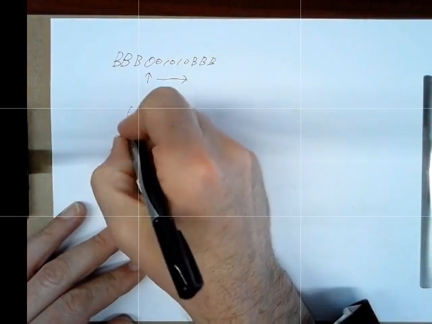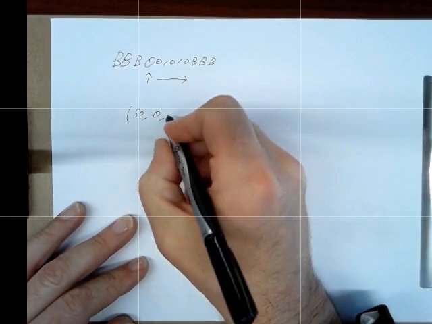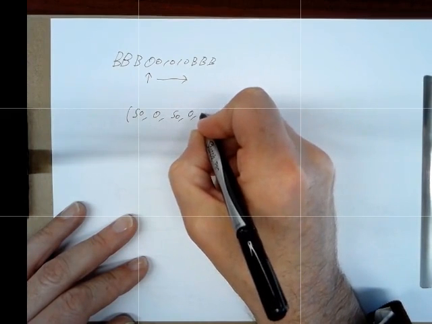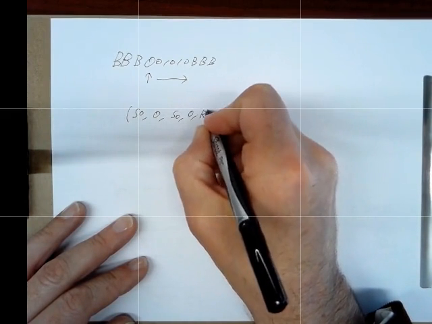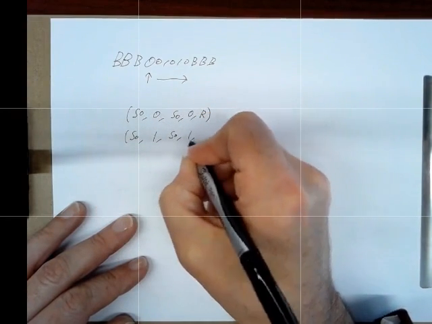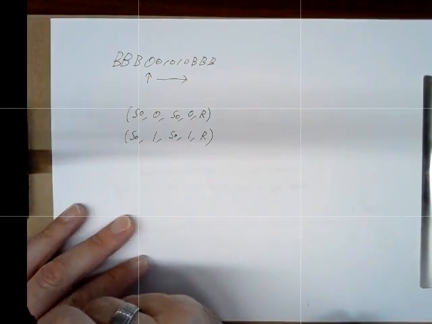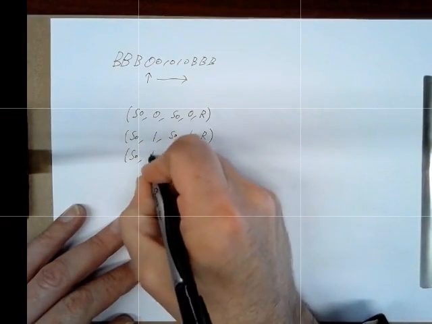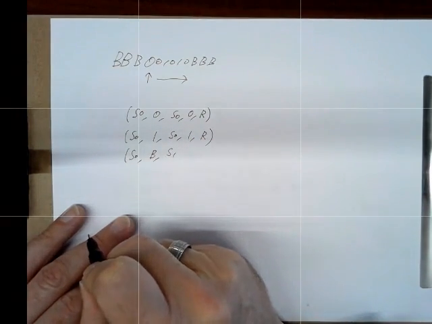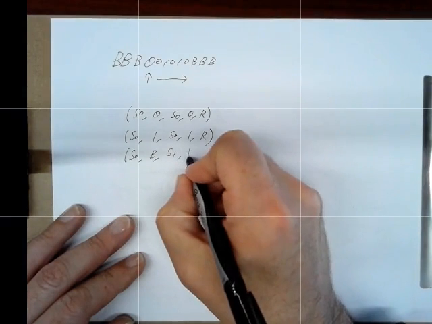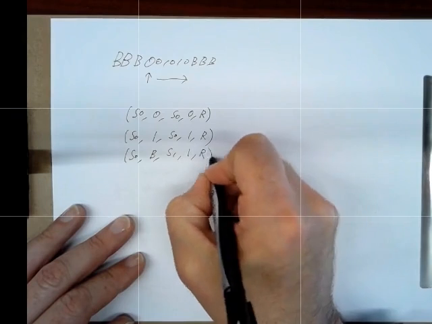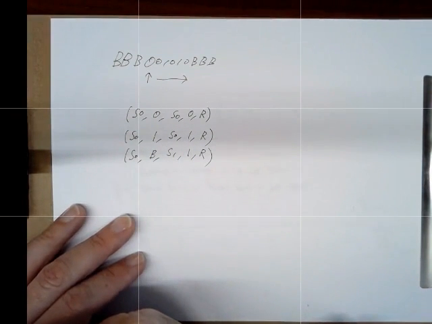So here's one way to do this. Start in S0, and if you have a 0, go to S0, write a 0, and move to the right. If you're in S0 and you have a 1, stay in S0, write a 1, and move to the right. If you're in S0 and you have a blank, we can go to an undefined state like S1. We can replace that blank with a 1, and we could move right or left. It doesn't really matter. And that would suffice.